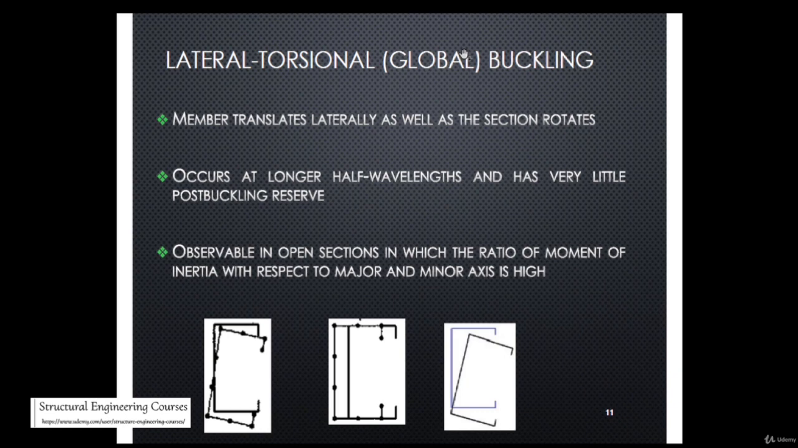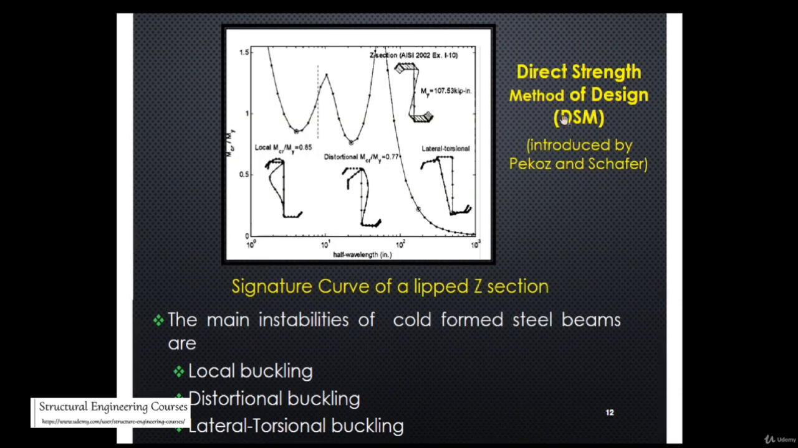So this is also an important effect when we are designing hot rolled structural steel sections. The member translates laterally as well as the section rotates. Here you can see that the section is itself translating and it is also rotating. Here also the section translates as well as rotates. It is observed in open sections in which the ratio of the moment of inertia with respect to major and minor axis is very high. That is, in one direction the moment of inertia is very high, and in the minor axis the moment of inertia is very low. In those types of sections, this lateral torsional buckling effect may dominate.